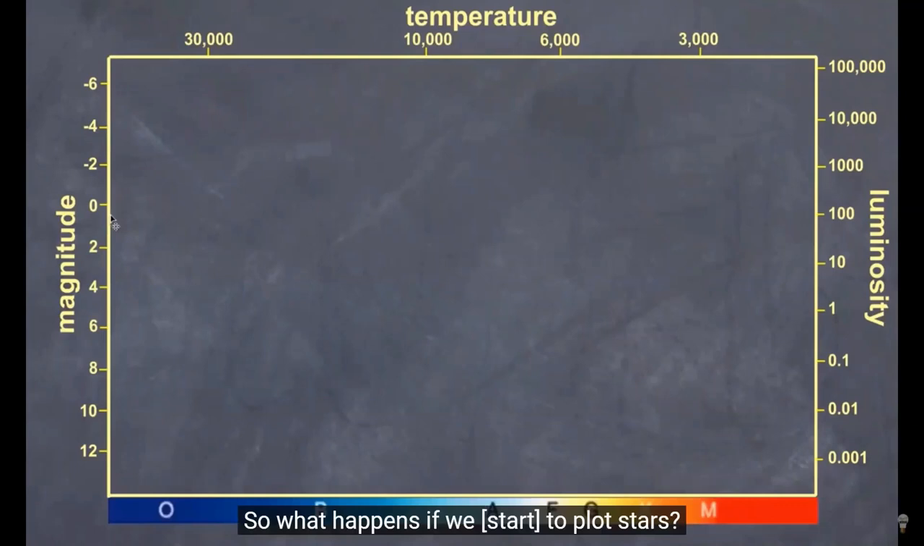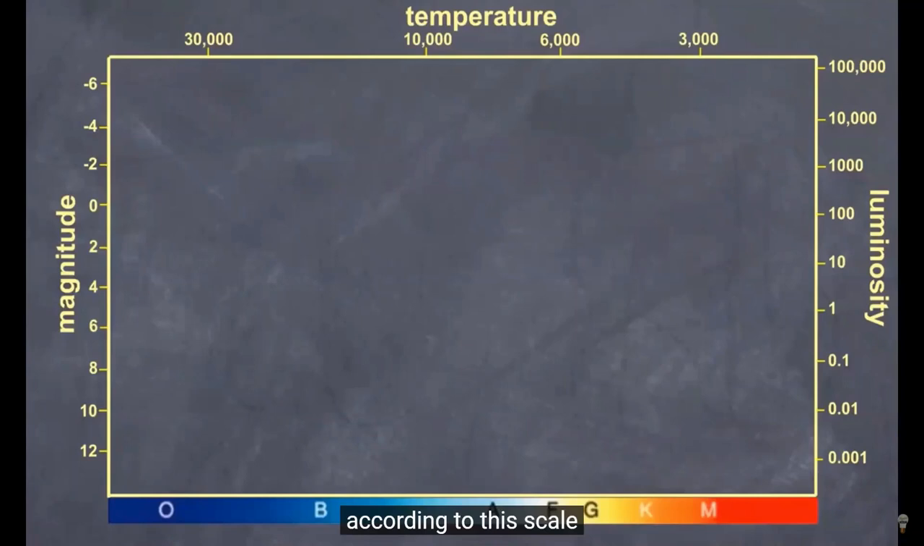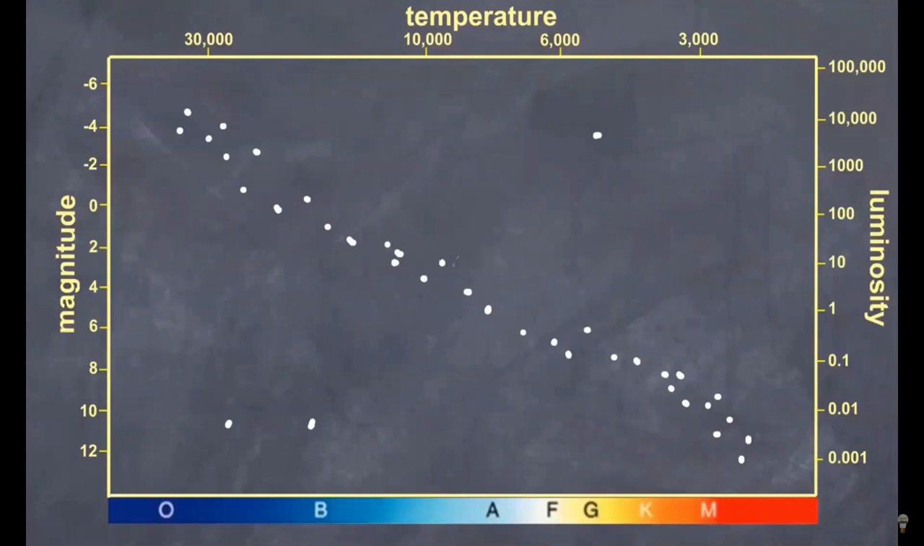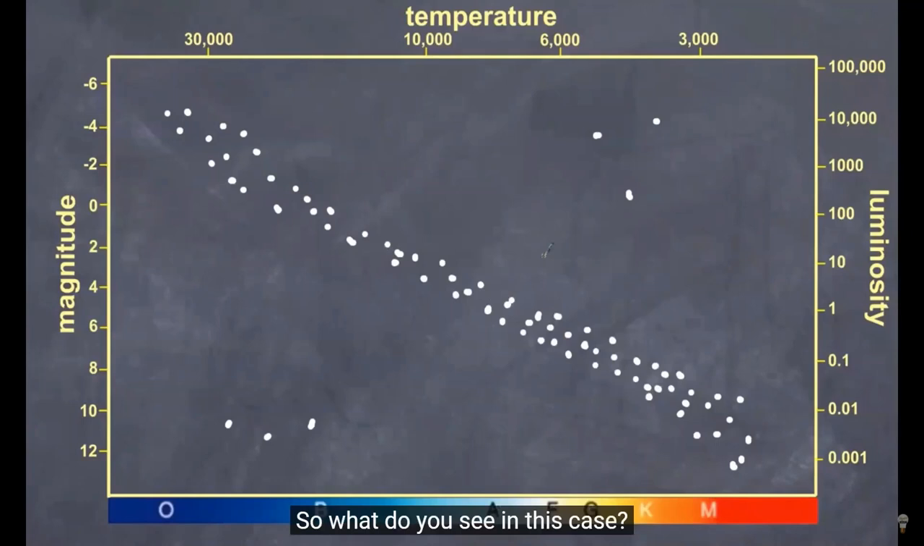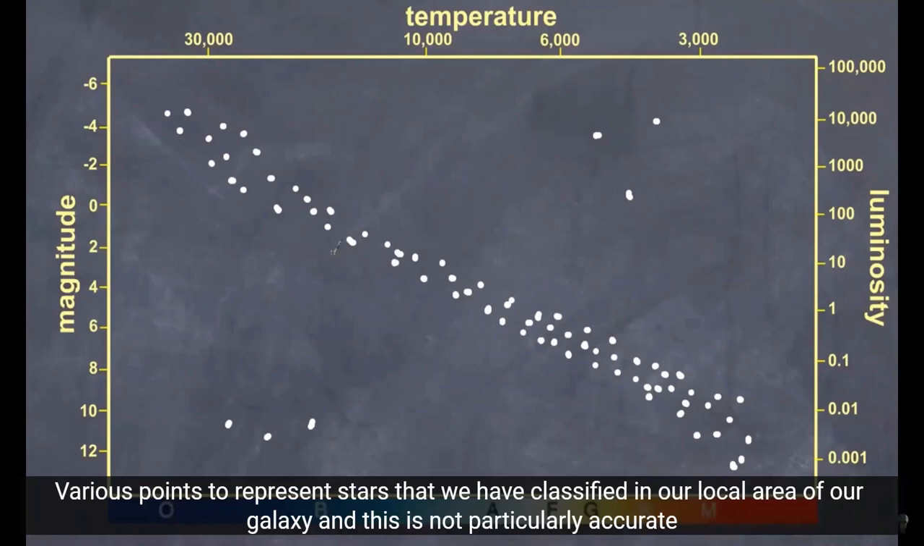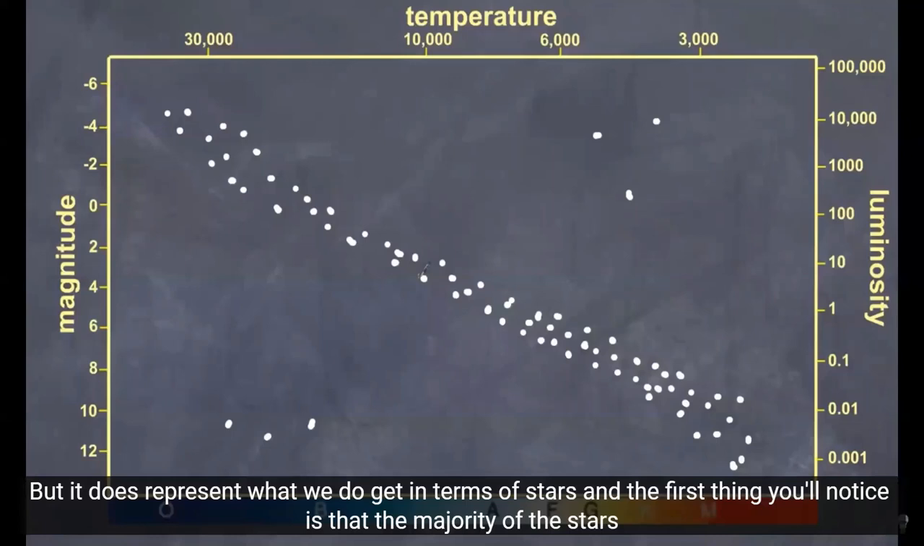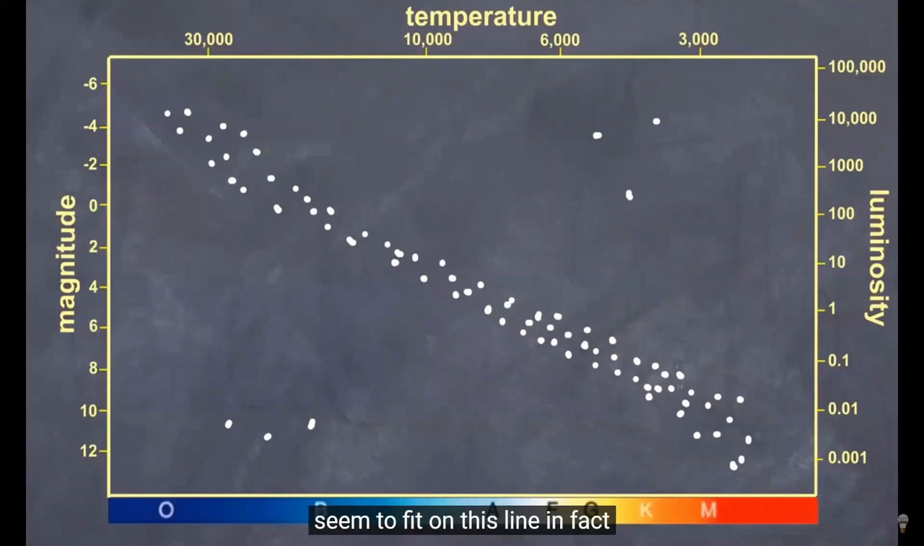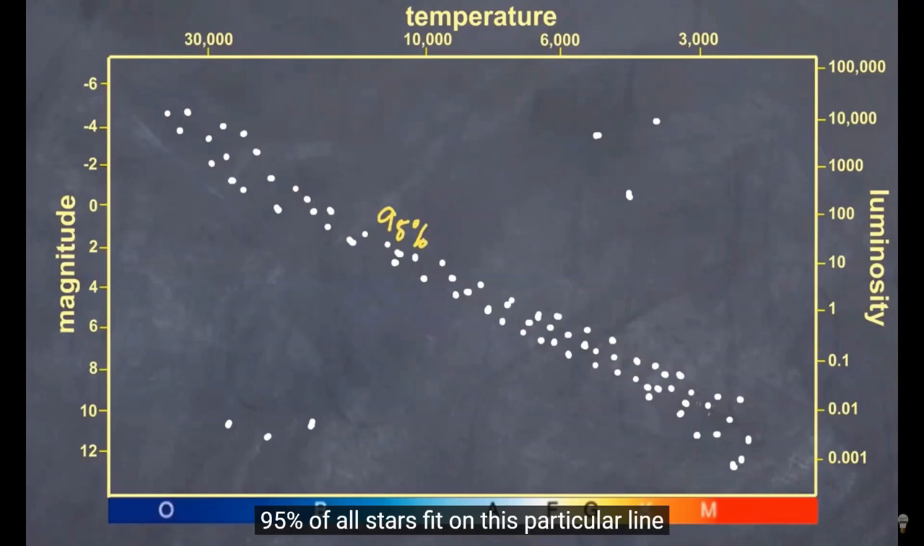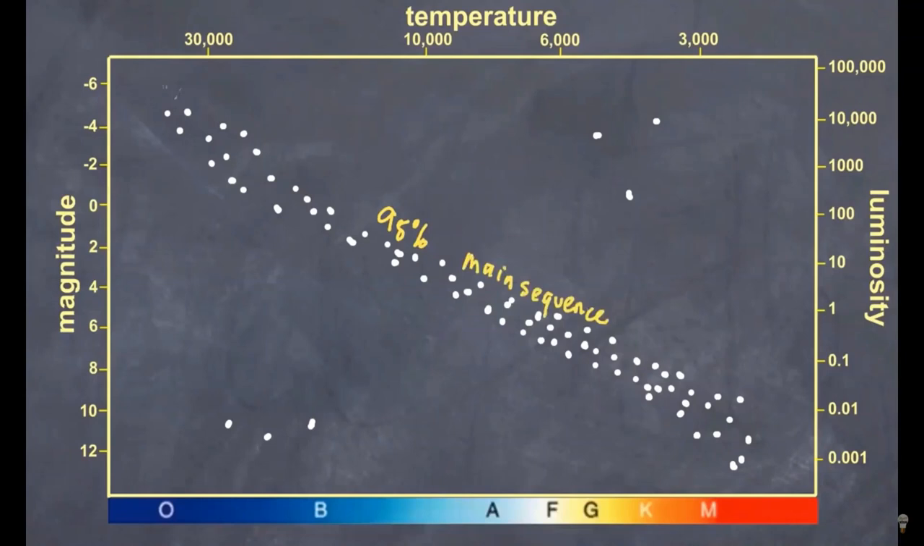So what happens if we start to plot stars according to this scale? So what do you see? In this case, I've plotted various points to represent stars that we have classified in our local area of our galaxy. And this is not particularly accurate, obviously, but it does represent what we do get in terms of stars. And the first thing you'll notice is that the majority of the stars seem to fit on this line. In fact, 95% of all stars fit on this particular line. We call this the main sequence, this almost classic S shape of stars.